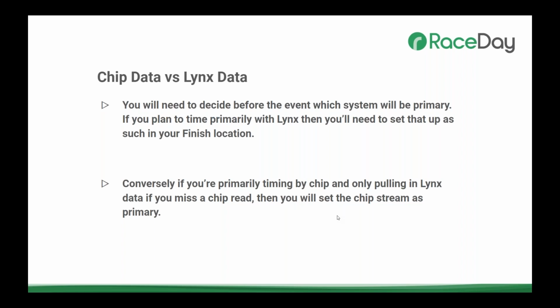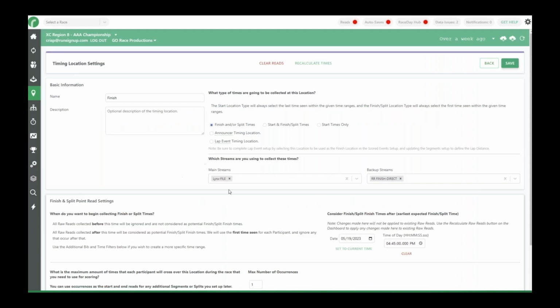Conversely, if you're only pulling links data, if you miss a chip read, then you'll set your chip stream as primary and links as backup. So you can see your main stream in this scenario is your links file, and your backup is your finish direct.